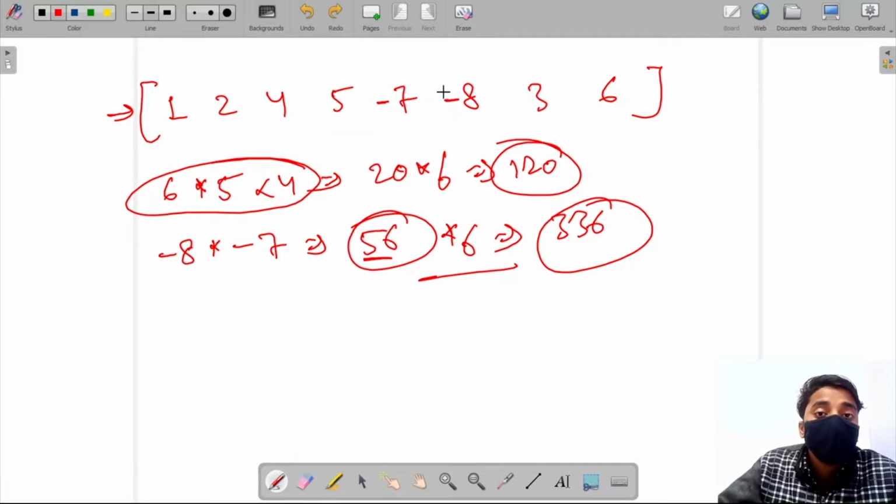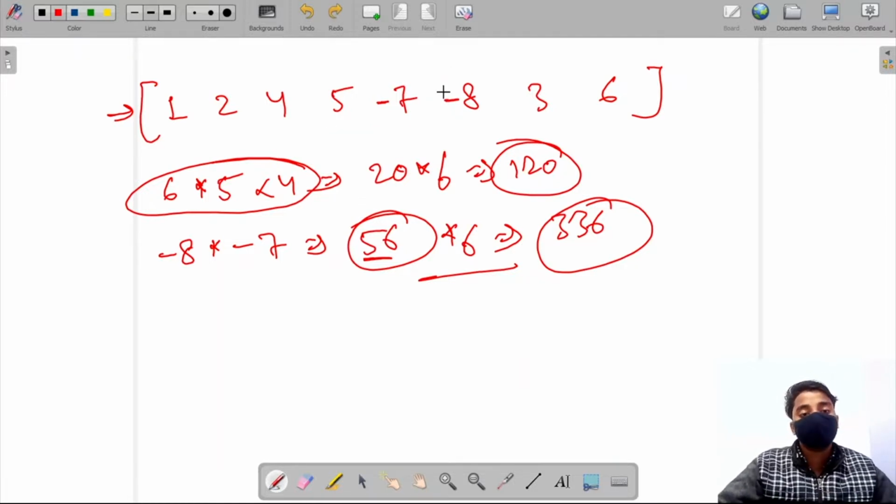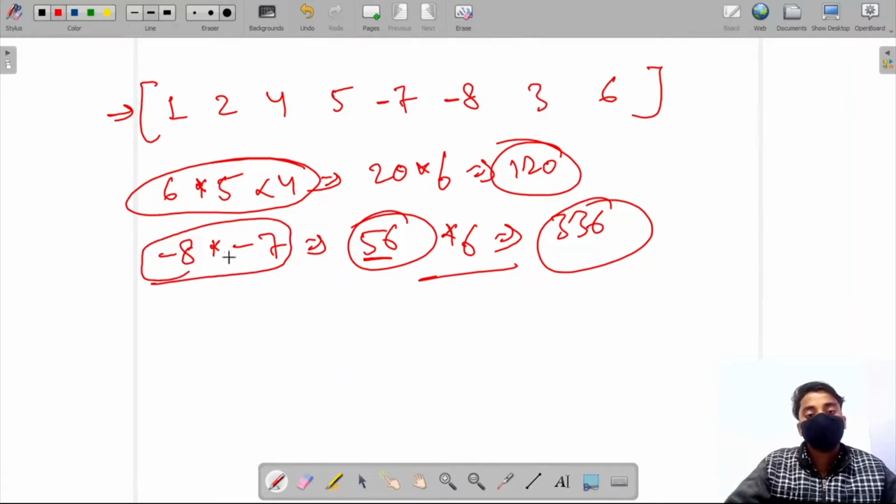This means we need to find the two minimum numbers. Here, these are the two minimum numbers. If we multiply these two minimum numbers, we can get a value which is positive. And if we multiply that with the first max number, we will get the maximum product of the array.